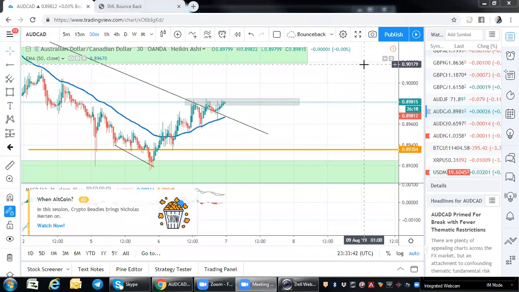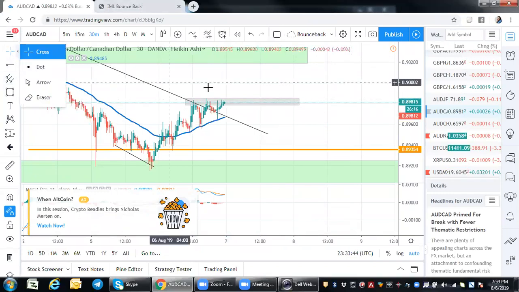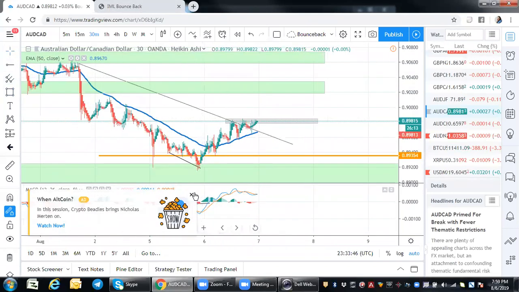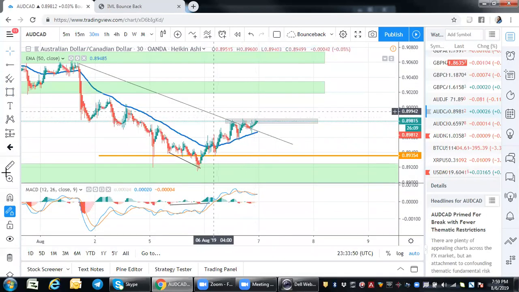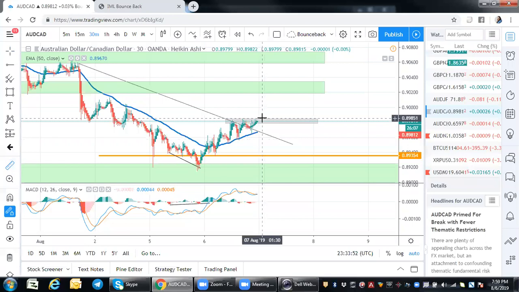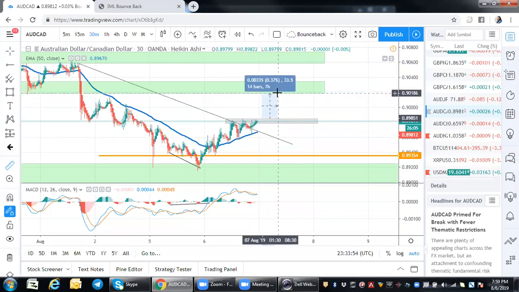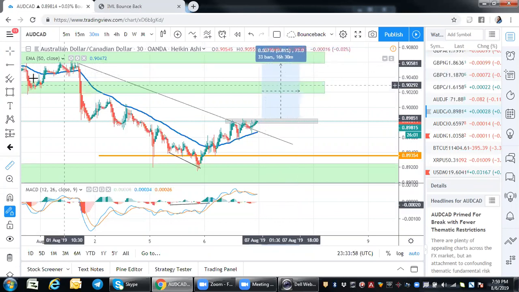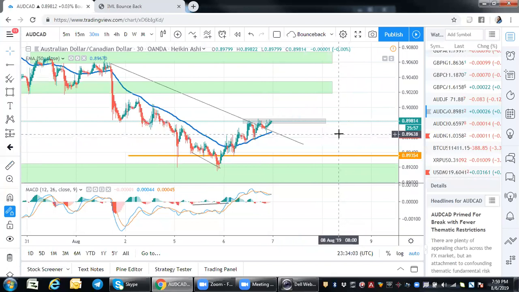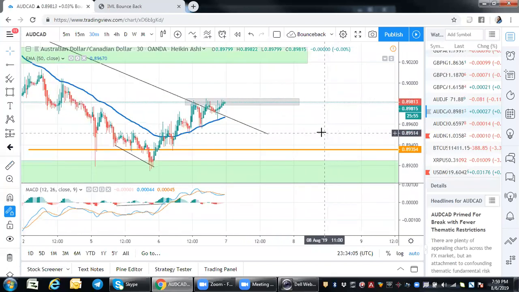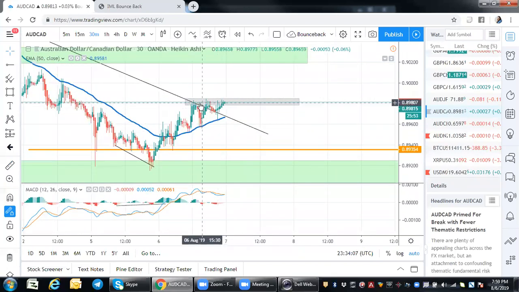Anything above here, we're looking for the buy, and then you guys can take that trade all the way up. First take profit is about 33 pips. Second take profit is 73 pips, right? So this is a good trade. So like I say, if you haven't entered it as yet, wait for the trade to break above this zone.